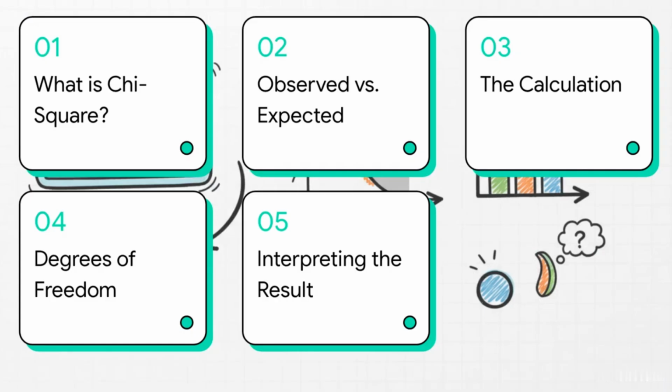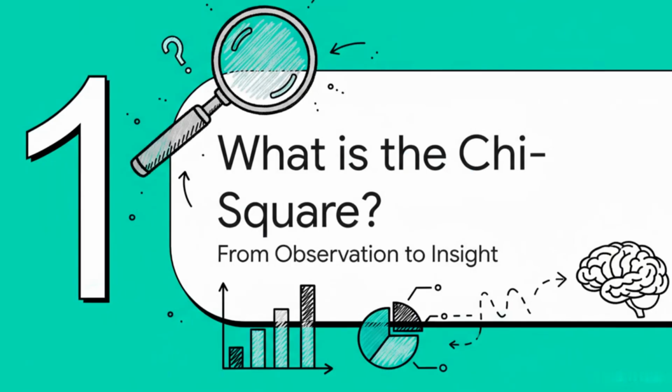So here's what we've got on deck. We'll kick things off with what this test even is, then get into its key ingredients, observed versus expected frequencies. After that, we'll do the actual calculation, talk about something called degrees of freedom, and finally, figure out what our result actually means. All right, first things first, what is this thing really for? Let's get right to the heart of it.